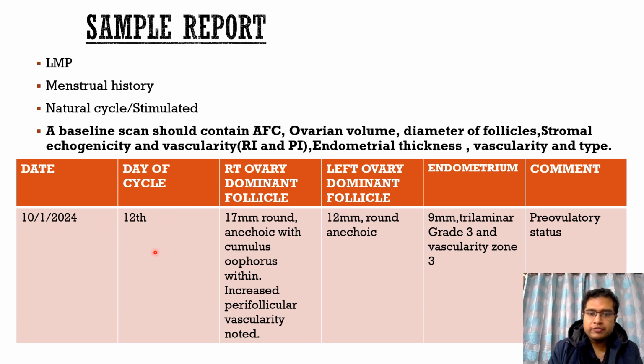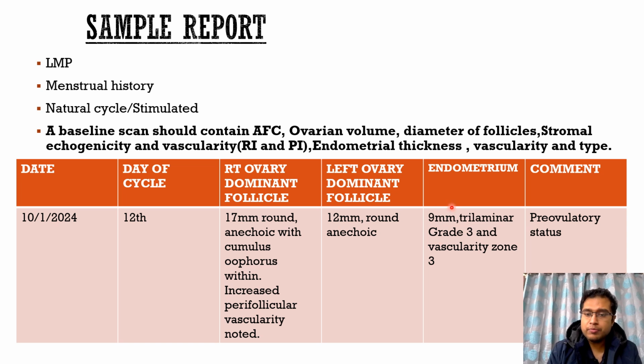So this is the 12th day of the cycle, for example, and in the right ovary, the dominant follicle is about 17 mm, round. You have to mention the size and the shape, and how the echogenicity is within the follicle, whether it is anechoic or has some internal echoes, because a luteinized unruptured follicle will have internal echoes within it. It will be thick walled with a cumulus oophorus, indicating that it is going to rupture soon, and whether the perifollicular vascularity is increased or not is also indicative of ovulation. In the left ovary, the dominant follicle measures 12 mm and it is round and anechoic.